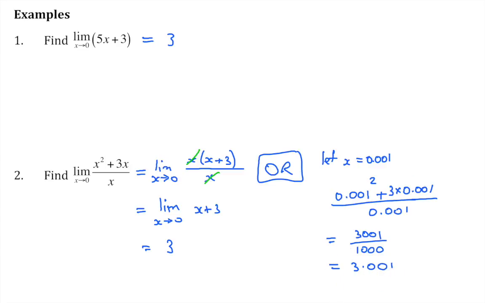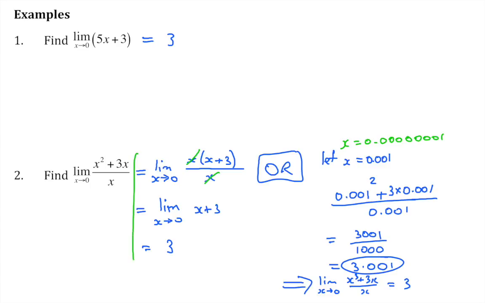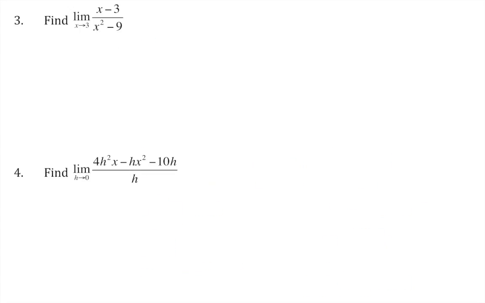Well, 3.001 is very close to 3, so I'm going to assume that the limit as x approaches 0 of x squared plus 3x over x is equal to 3, because that was very close to 3. If I wanted an answer closer to 3, I could have tried x equals 0.0000001, something like that. And that would have given me 3.00000, a whole lot of zeros and then a 1. But that's a process. It's far easier to take out a common factor and then cancel. So let's look at number 3.